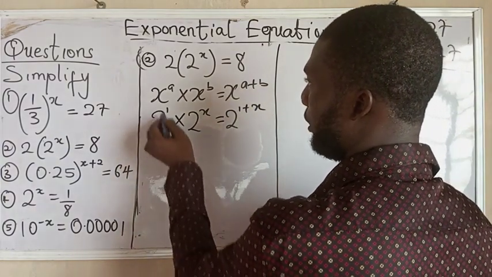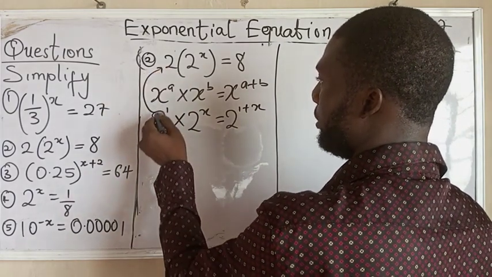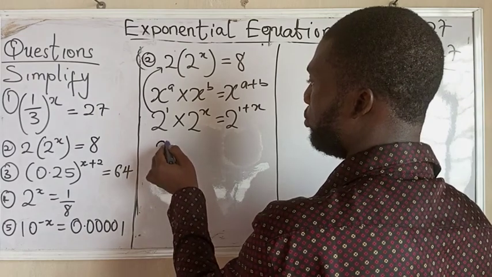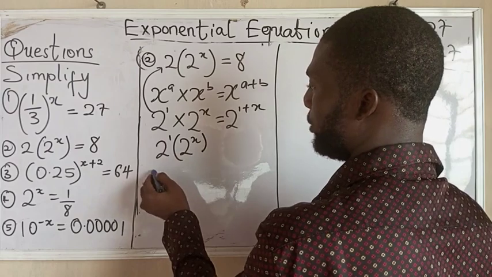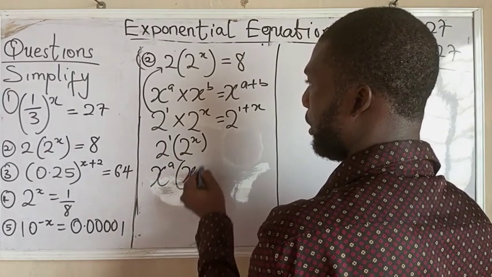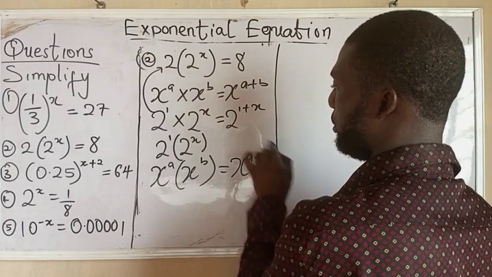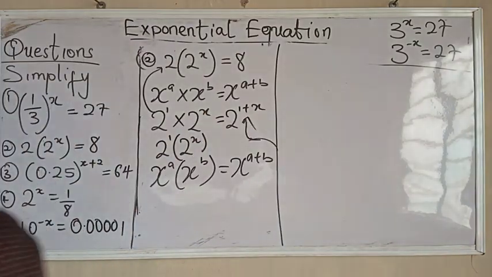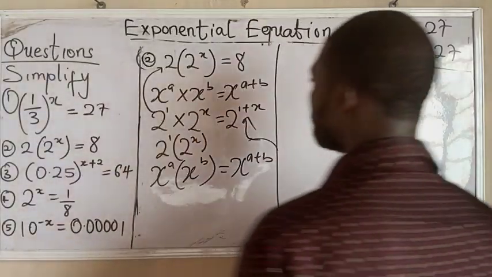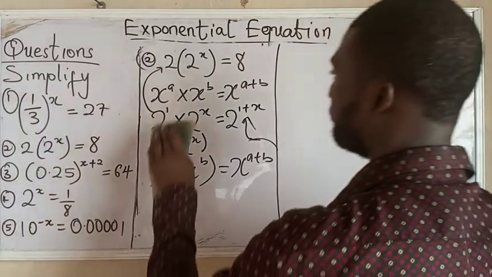Let's not forget that if I were to represent it with what I have here, it's going to be 2 raised to power 1, 2 raised to power x. And I can as well say this is x raised to power a, x raised to power b, which is equal to x raised to power a plus b, which is the same as 2 raised to power 1 plus x. So from here, how do we go about this?